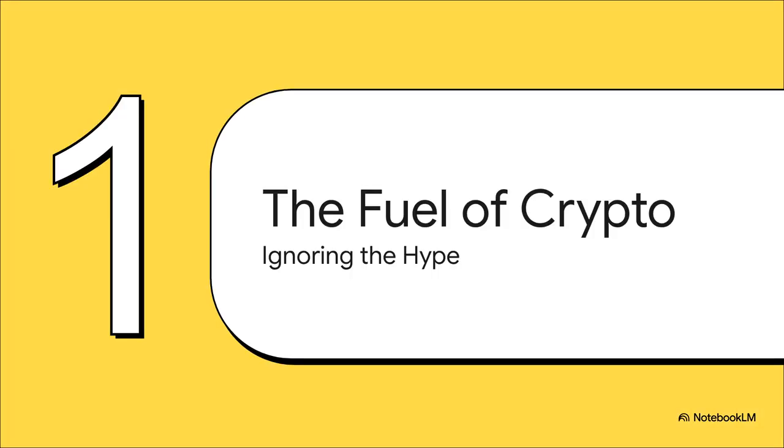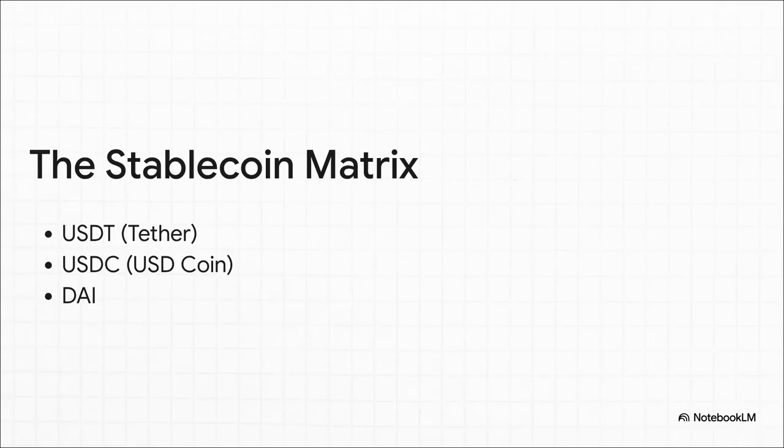All right, section 1, the fuel of crypto. It's time to completely ignore the hype. If you want to operate like an elite architect in this space, you absolutely have to tune out the social media hype and look directly at the engine room. And that engine room, it's powered by the Stablecoin Matrix. Primarily, we're talking about USDT, USDC, and DAI.